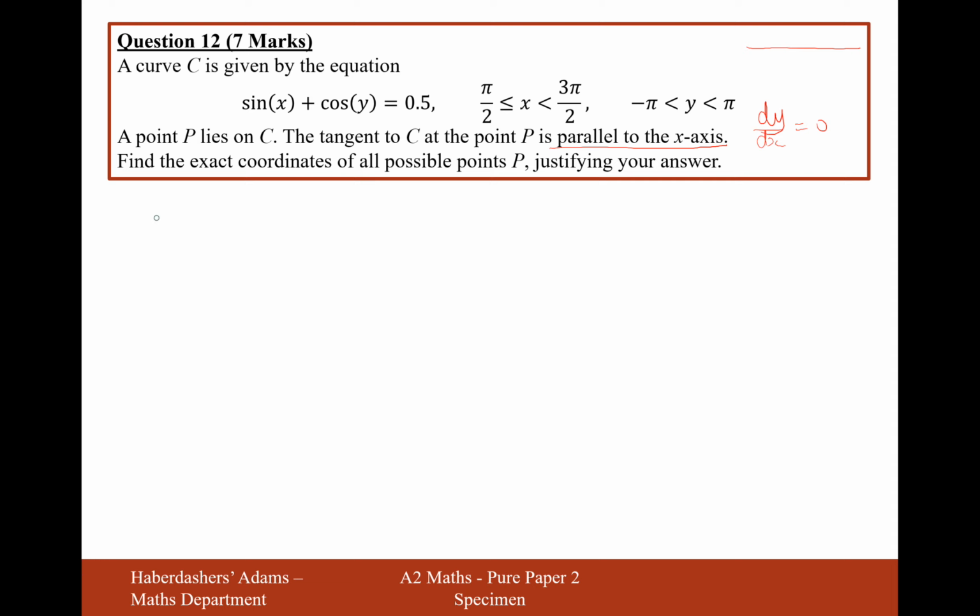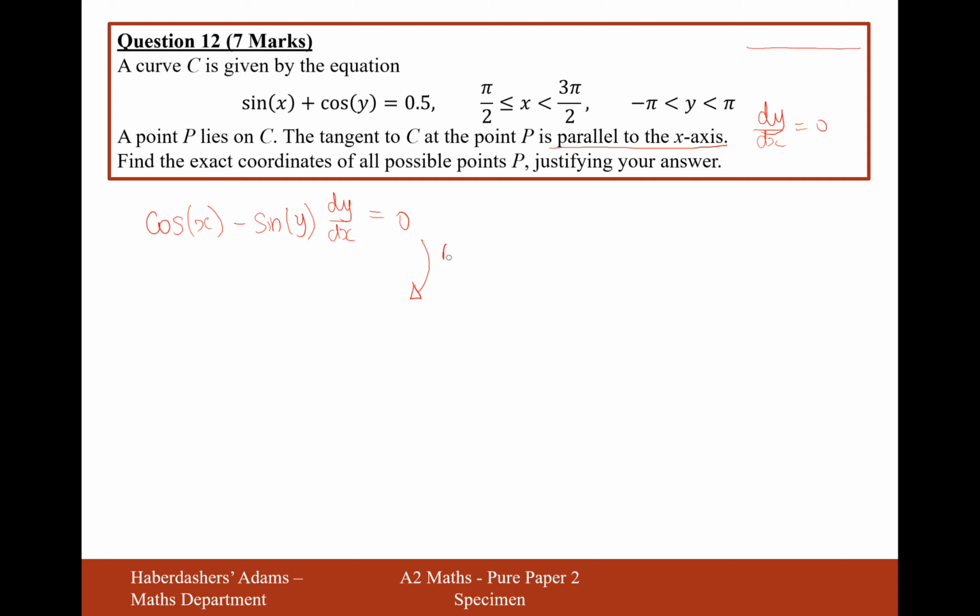So, dy by dx equals 0, so we're going to have to differentiate this expression with respect to x. Sin x differentiates to cos x, cos y differentiates to minus sin y, but it's with respect to a different letter, so we need dy by dx as the multiplier afterwards, equals 0.5 differentiates to 0, so we put a 0 at the end there.